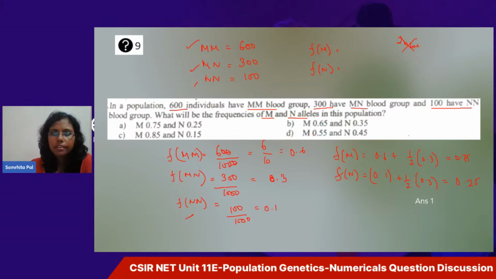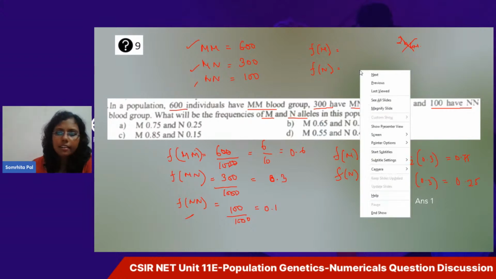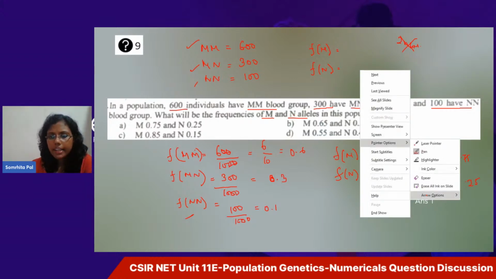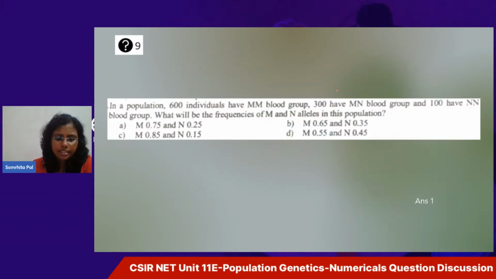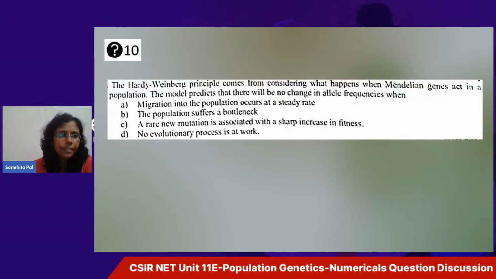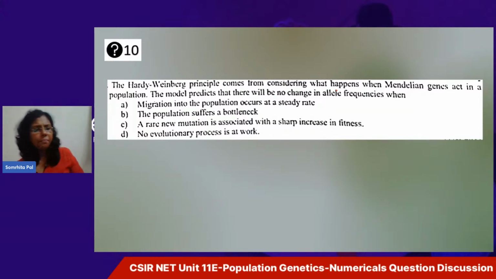Very, very good. So are you getting it? Can you build your confidence? Are you feeling confident now? And this is the last question. This is not a sum. This is rather a question from your Hardy-Weinberg principle. So if you know your Hardy-Weinberg principle, you will be able to answer this question.